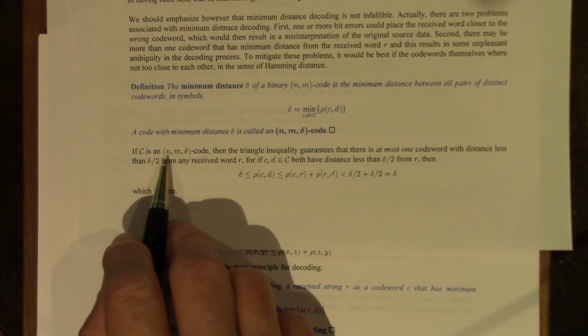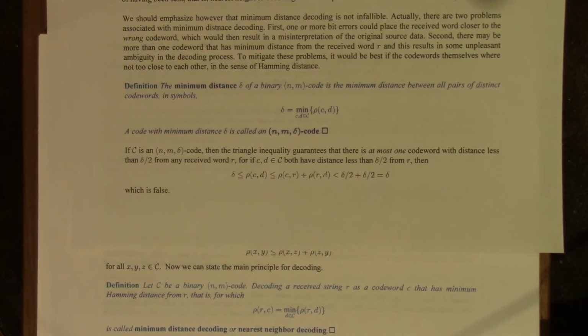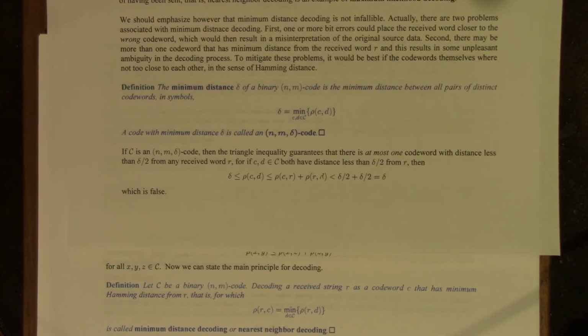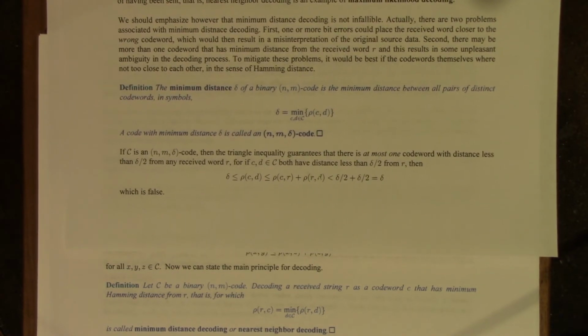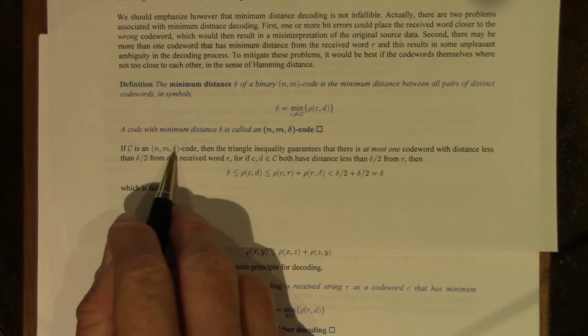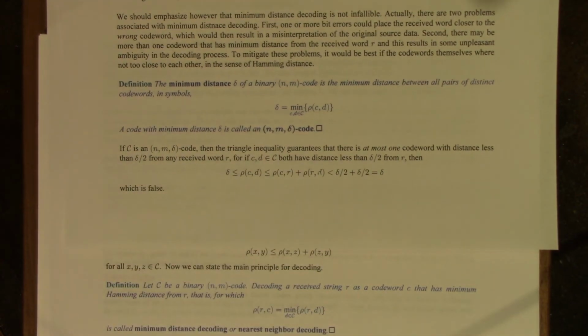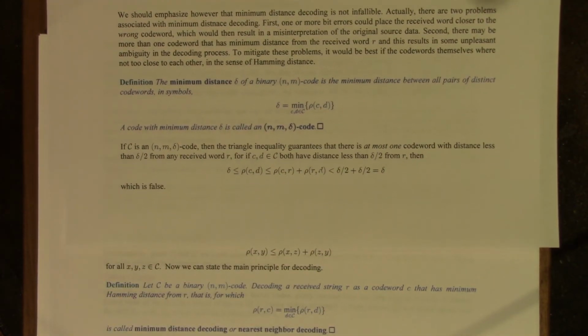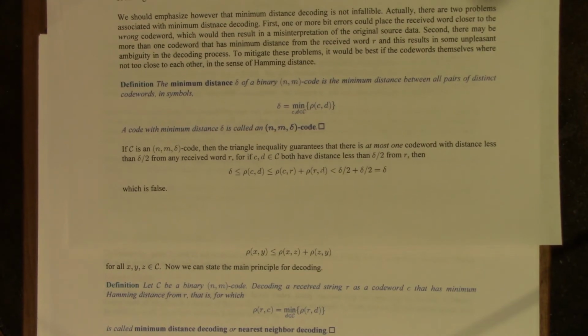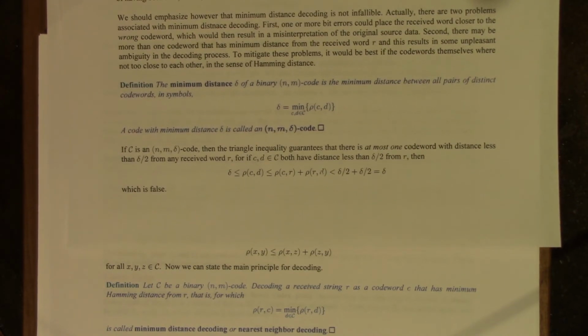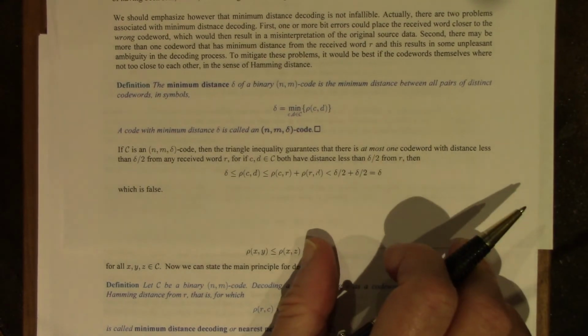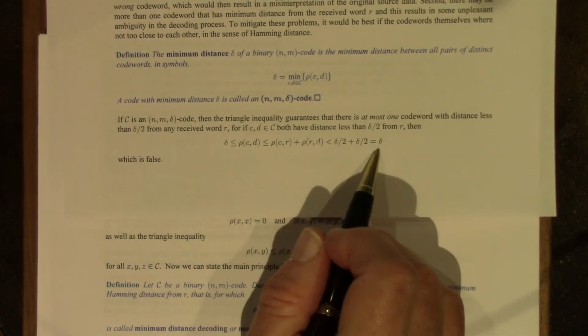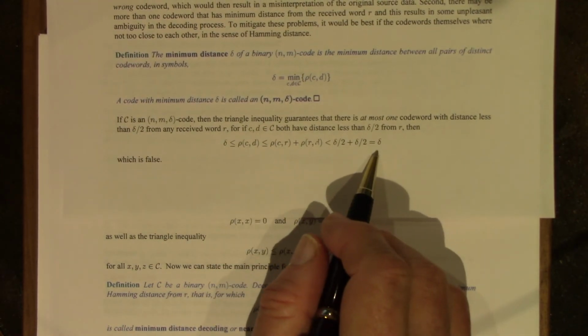If C is an (n, M, delta) code, then the triangle inequality guarantees that there is at most one code word within distance less than delta over 2 from any received word. So the received word R comes in, and there's at most one code word within distance less than delta over 2. That will remove the ambiguity problem. And here's the reason: it's the triangle inequality. I'll let you sort that out.